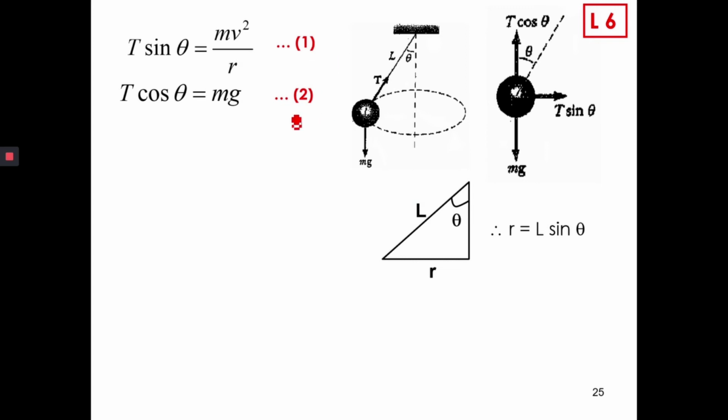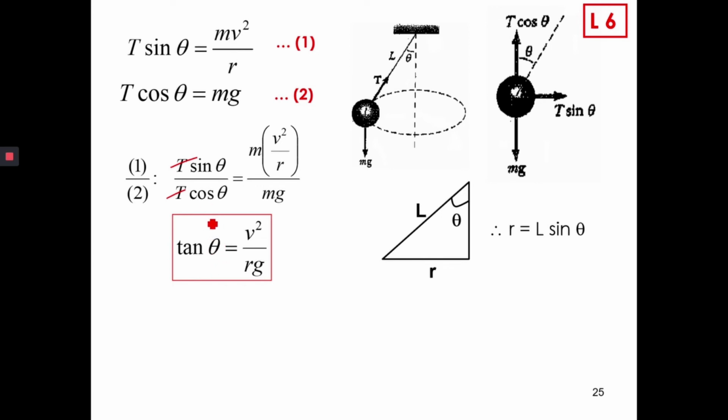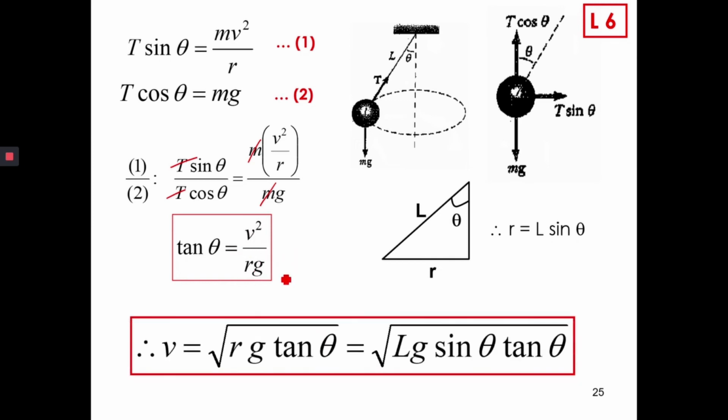Okay. Now, you have two equations. How can you relate between these two? When you divide the first equation by the second equation, T sine theta divided by T cos theta, the T can cancel out. Sin theta over cos theta will give you tangent theta. Then m and m cancel out. So you will have the equation tangent theta equals v squared over rg.